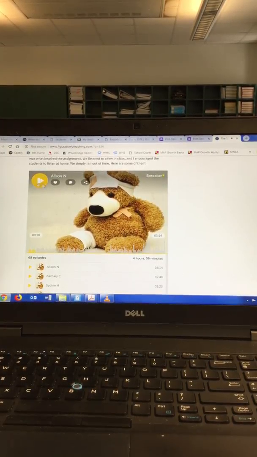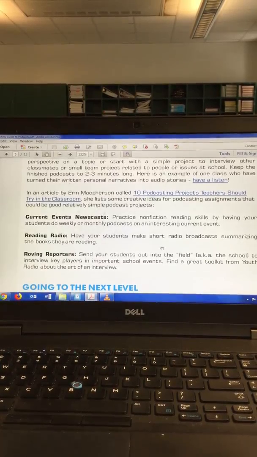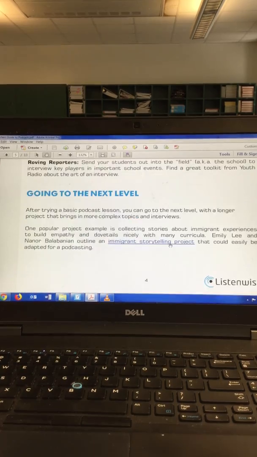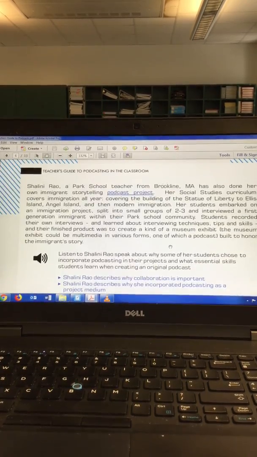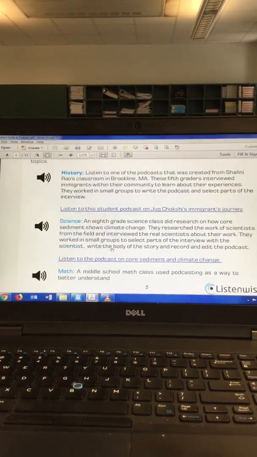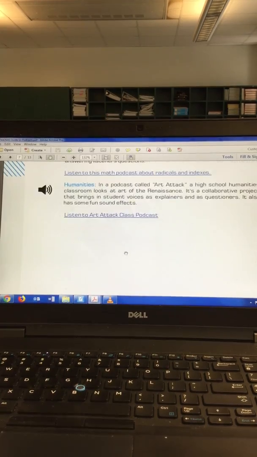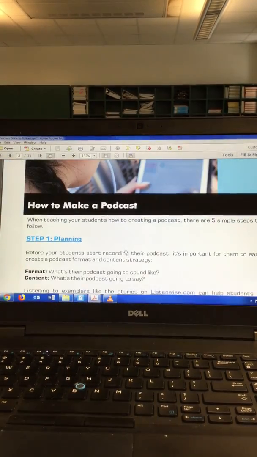So here we go. Okay, so there are lots of different examples for the teachers to use to share with the students, and other projects they could use. So this is not only for the teachers, but it also gives samples for the students to be able to hear what a podcast sounds like, how we speak on a podcast, and some of the elements to include.